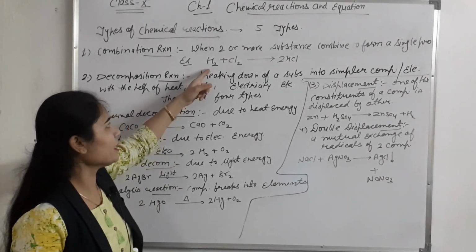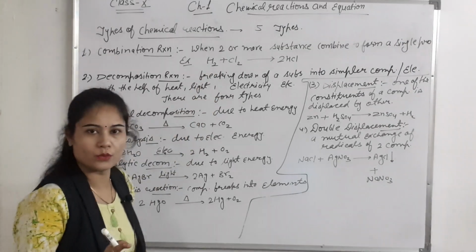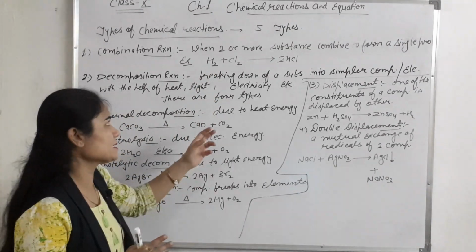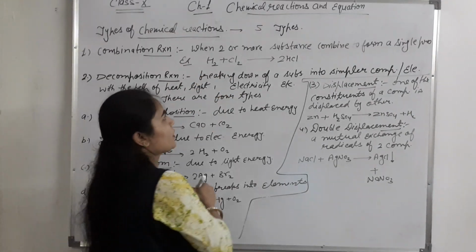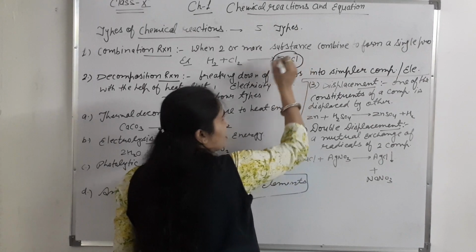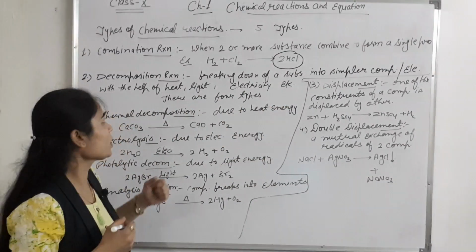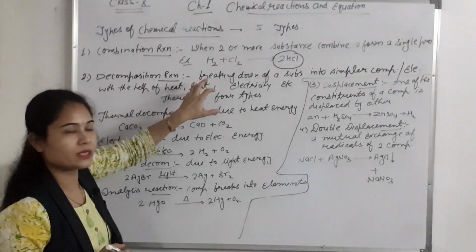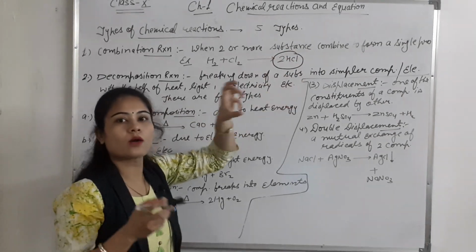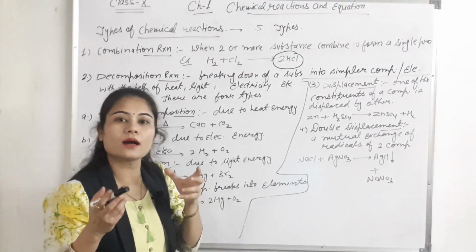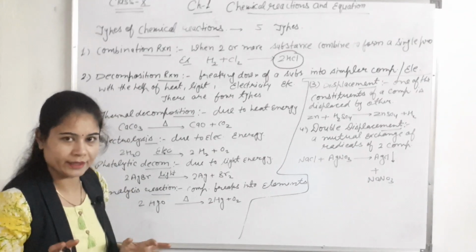That is, first element is H2, hydrogen. This is a gas, and the second one is chlorine. This is also gaseous in nature. They are both gaseous and they give the product, that is HCl, hydrochloric acid. Okay, that means this is combination. That means we can say that hydrochloric acid is a combined product of hydrogen and chlorine gas. Got it?